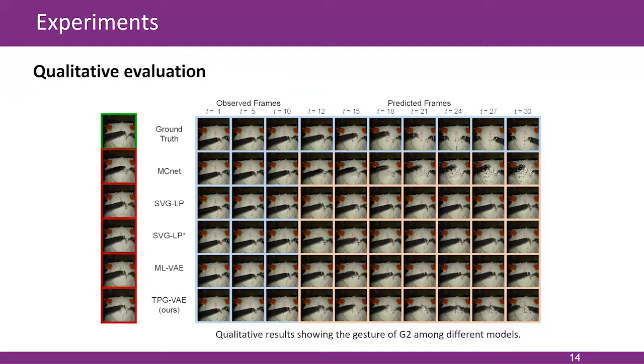Here are the qualitative results. Generations from MCNet are sharp for initial time steps, but the results rapidly distort in later time steps. Here SVG-LP star is the variant of SVG-LP, which is trained using L1 loss. We can see that SVG-LP and SVG-LP star tend to predict static images of the indicated gesture, which implies that the two misunderstand the purpose of the current gesture.